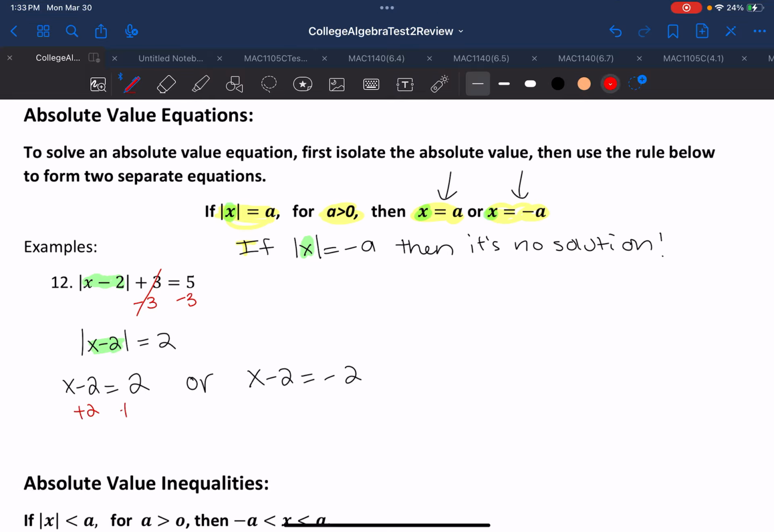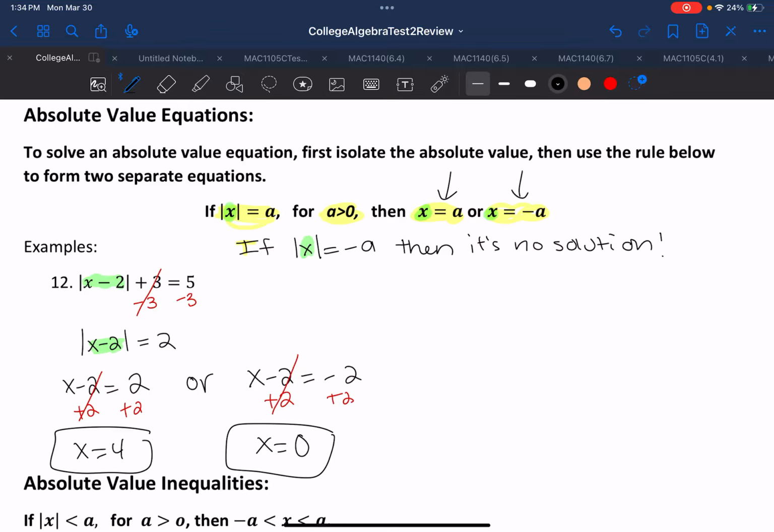So I add 2 to both sides. So x is equal to 4, or add 2 to both sides here, x is equal to 0, because negative 2 plus 2 is 0. So these are my two solutions. And with absolute value equations, it's not mandatory for you to check. There's no restrictions, but you can just to check to make sure you did your work correctly.